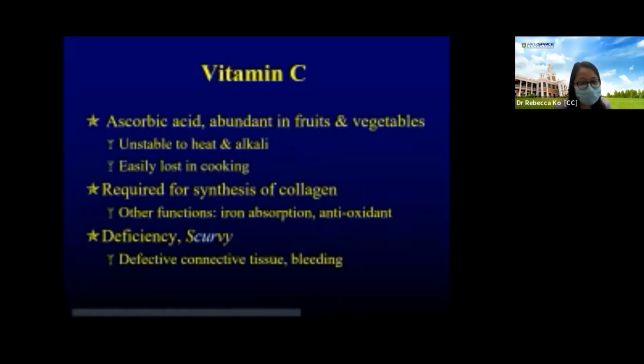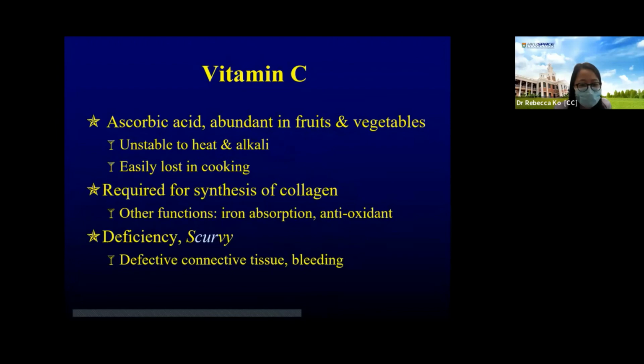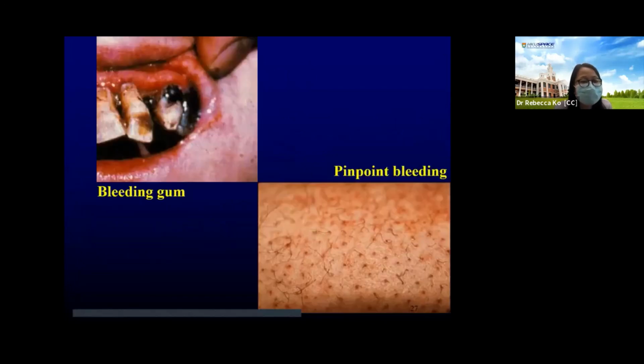If there's a deficiency, there will be the problem of scurvy, that is defective connective tissue and bleeding. Bleeding is a symptom, right? Pinpoint bleeding is also a problem of vitamin C lacking.